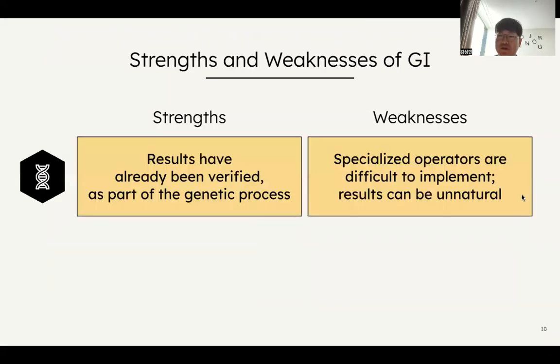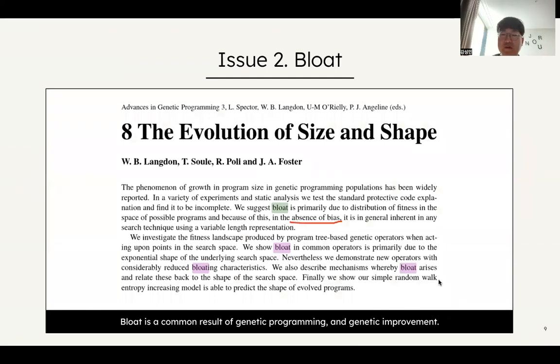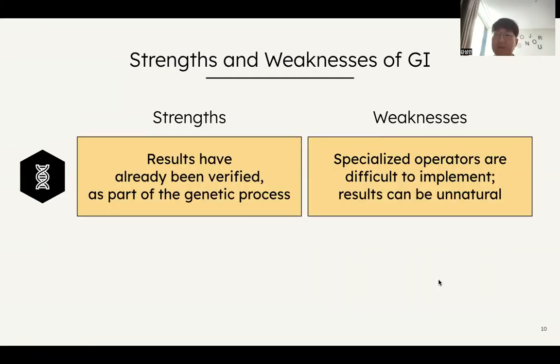So if we sum up what I said up to now, the strength of the genetic improvement process is that results have already been verified as a part of the genetic process. And so when we have any results, we can be quite sure that they actually meet the objective. On the other hand, some weaknesses are that specialized operators, which could be more effective, can also be more difficult to implement. And, oh, okay. Sorry, I skipped a slide. But anyway, the results can be unnatural due to an issue of bloat.